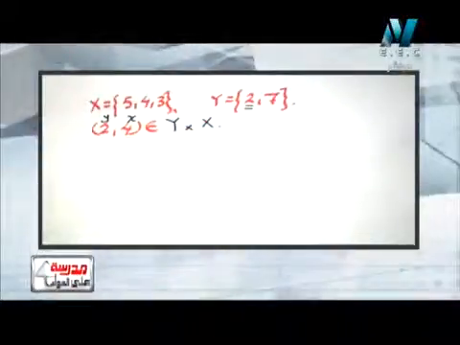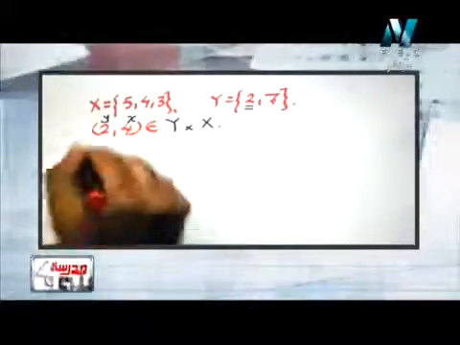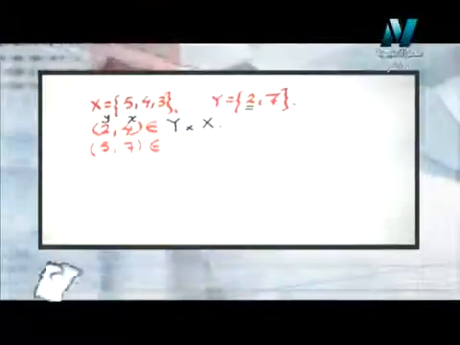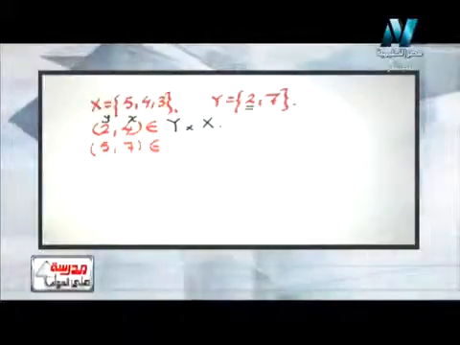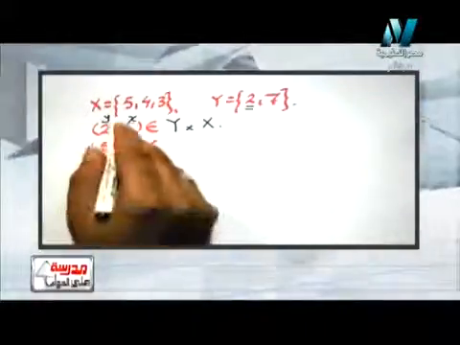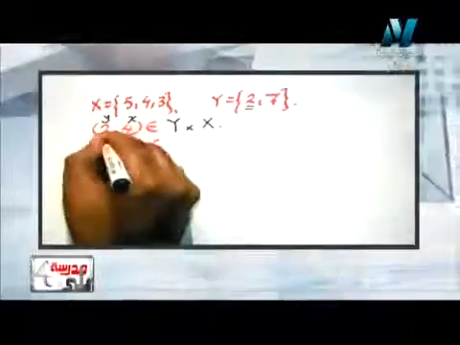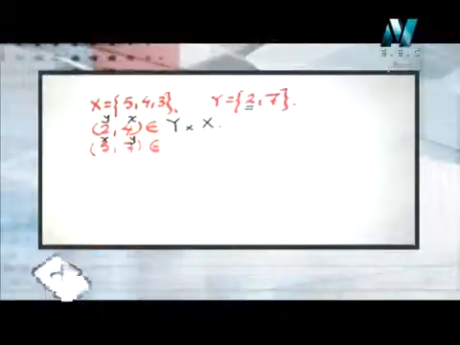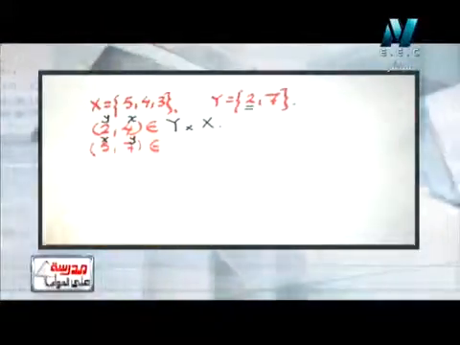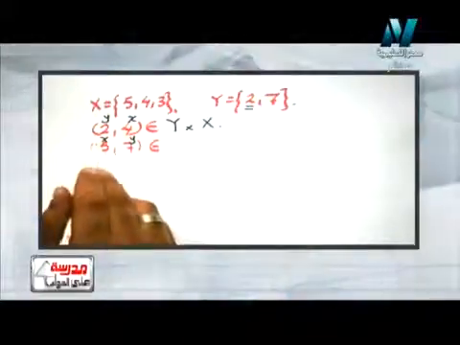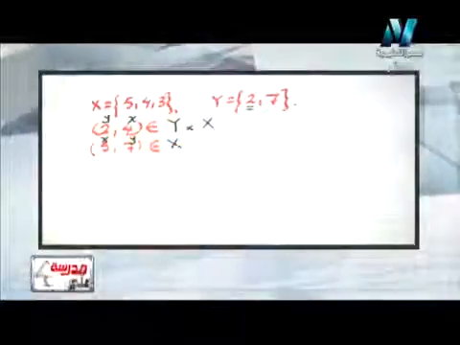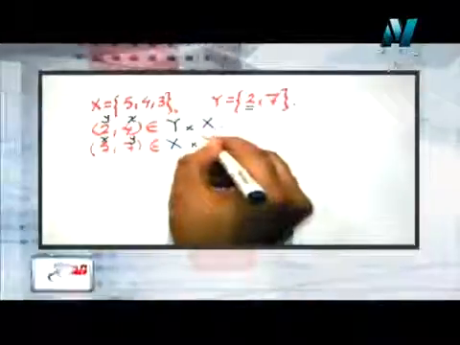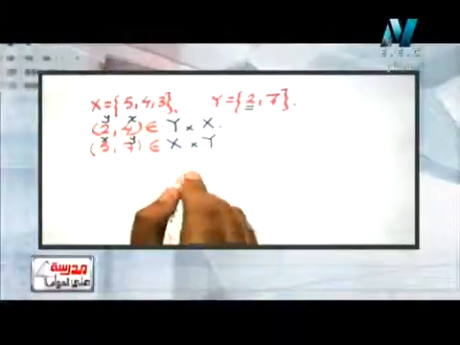If I want to continue, 5 and 7 belong to what? The same way. 5 and 7, 5 belongs to the set of x, so put here x. 7 belongs to y, put here set of y. You can replace the numbers by the sets. 5 belongs to x, you can put here x. Product 7 belongs to y, you can put here y. So the answer will be x product y.